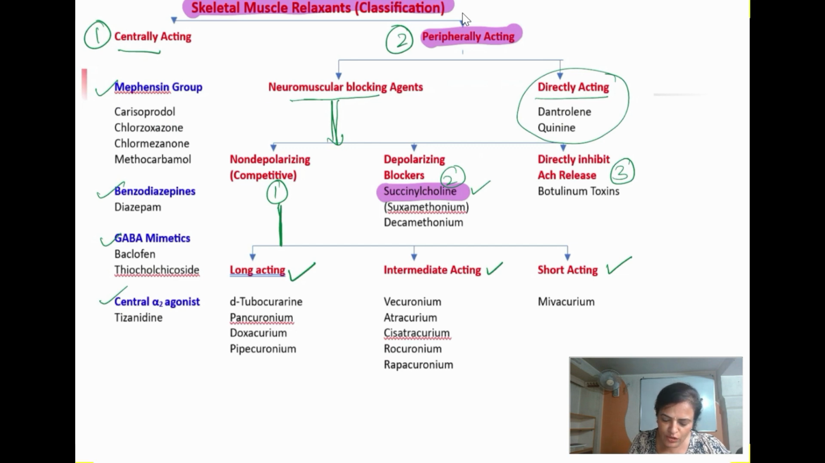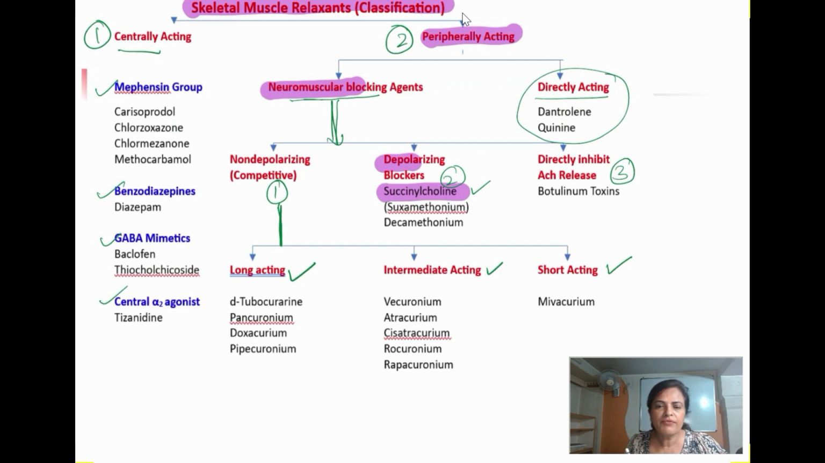Now it acts on the neuromuscular junction. That's why it is called a neuromuscular blocking agent. Then the third point is it is going to cause a depolarization of the neuromuscular junction. That's why it is called a depolarizing blocker.